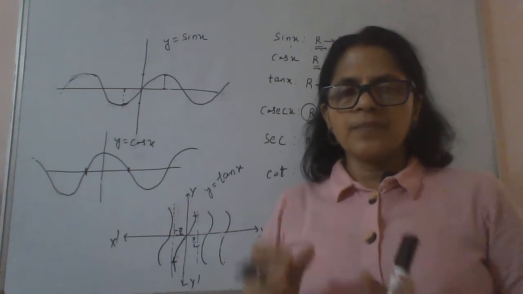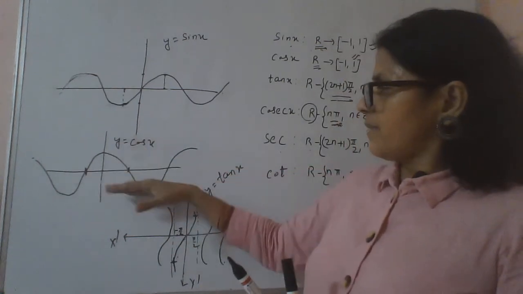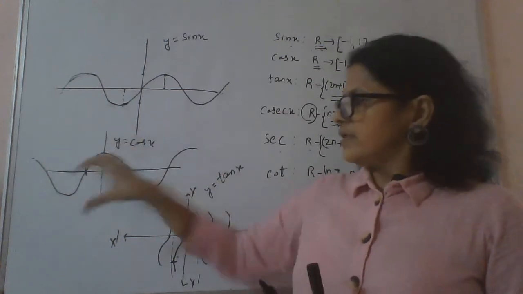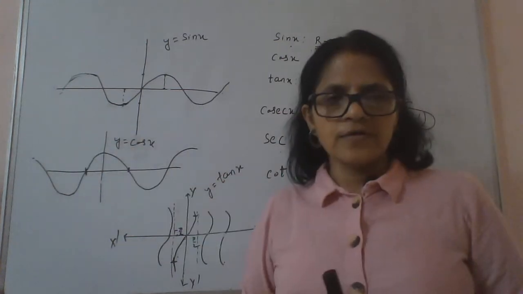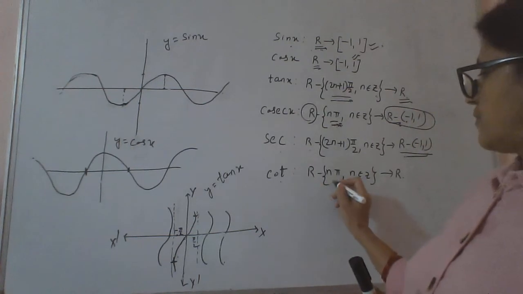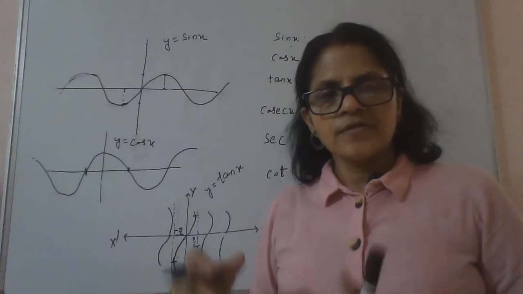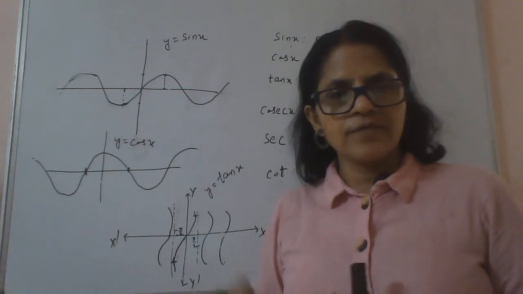Where cos x is between -1 and 1, in that portion sec x is not existent. And for cot x, the domain is the set of real numbers. So again, cot x equal to cos x by sin x. Where sin x is 0, cot x will not be defined.